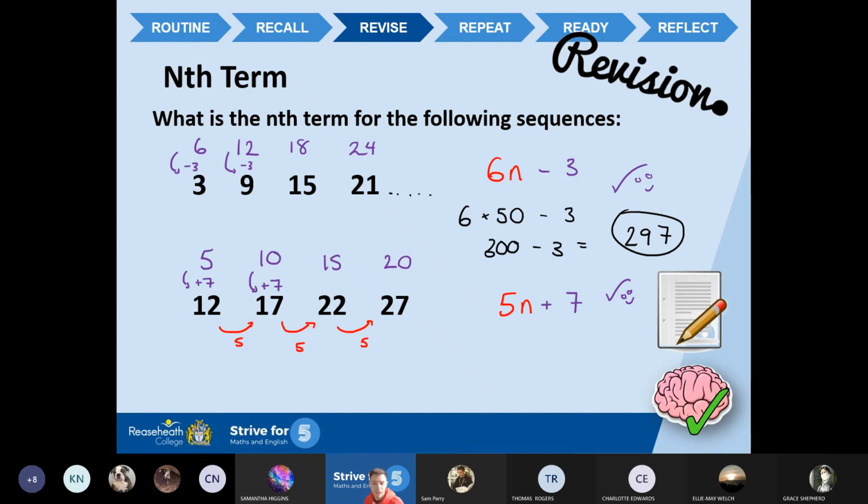So if the answer is 7n minus 6, what would the 50th term be? So Ellie, what I would do, 7 times 50 and then take away the 6. So take the n out, put the number 50 in. So 7 times 50, subtract 6.